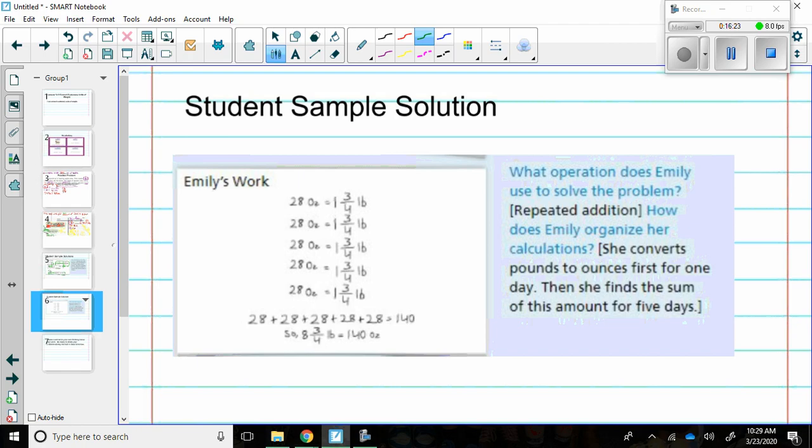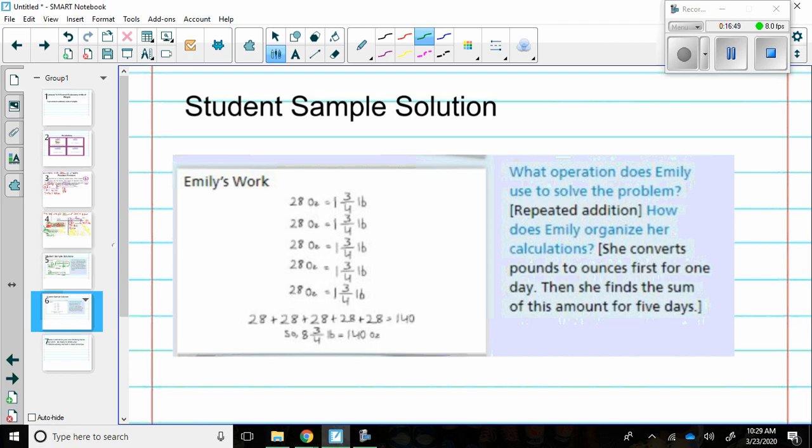Next, we have Emily's work. Emily did this a little differently. First of all, without showing her work, she must have already solved how much 1 3/4 pounds is equal to in ounces. I don't know how she did that because she didn't show her work. I wish she would have, but luckily she did do it correctly.